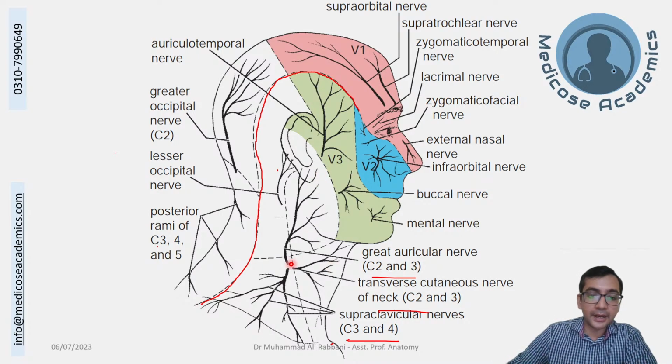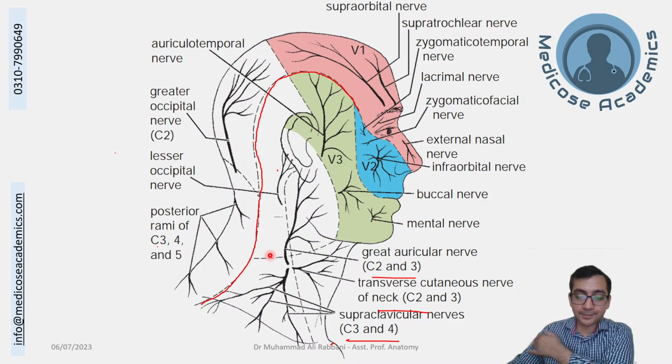transverse cutaneous nerve. And the ones that go and spread down over the pectoralis muscle medially and over the deltoid muscle laterally and supply these regions, these are supraclavicular nerves.